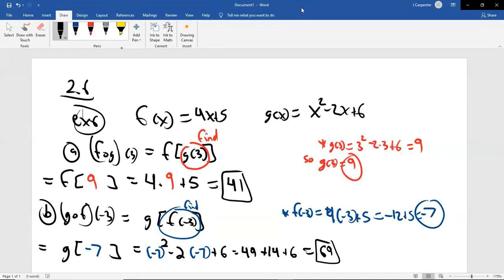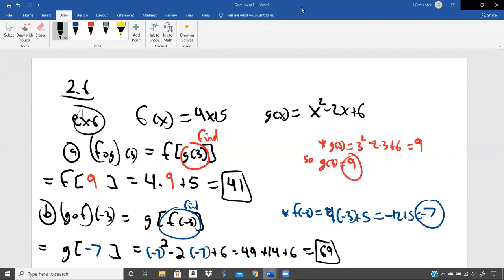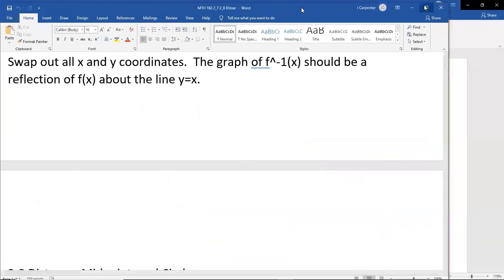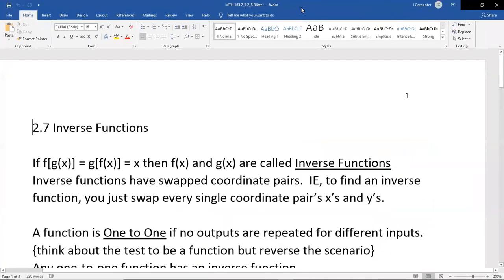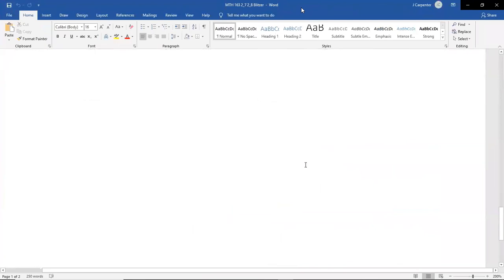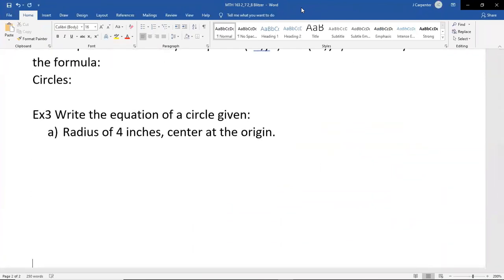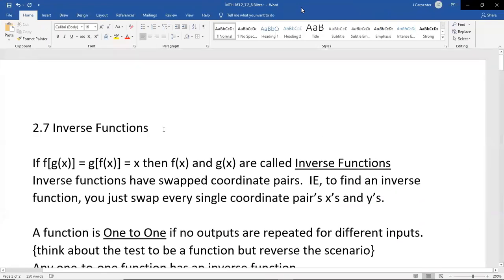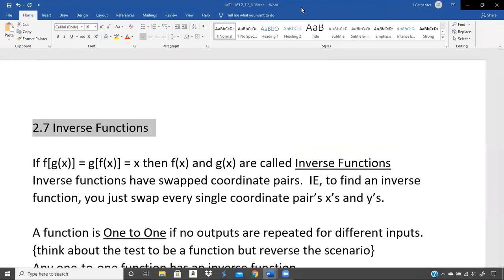All right, so on that note, we have now finished 2.6, and we can now continue with 2.7, which I have the new file over here. Let me make sure I give myself lots of space at the end so that doesn't happen again. All right. Inverse functions.